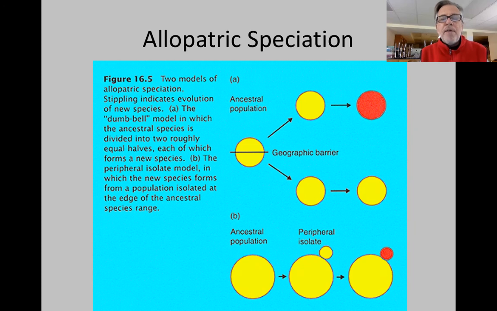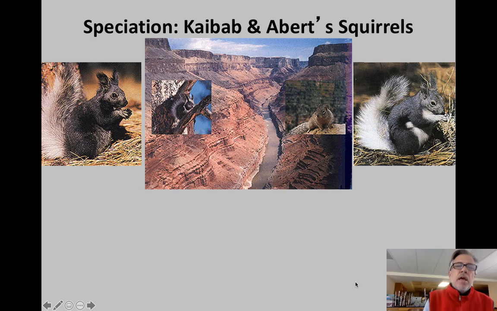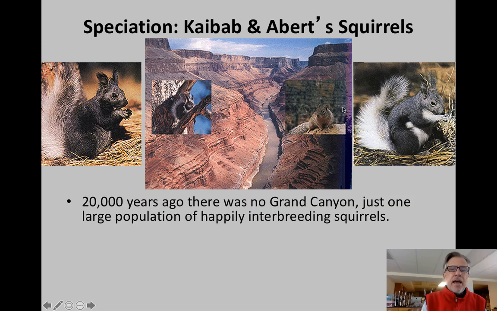Here are two graphical models of how allopatric speciation might occur. One is a geographic barrier, which occurs, as we've just seen in the last example, and here's one where a little peripheral population on the edge of the range gets isolated and becomes effectively reproductively isolated from the main population. Here's a real-life example of reproductive isolation. The Kaibab and the Abert squirrel. One occurs on the north rim, one occurs on the south rim of the Grand Canyon.